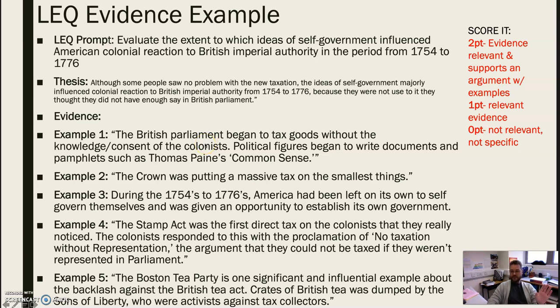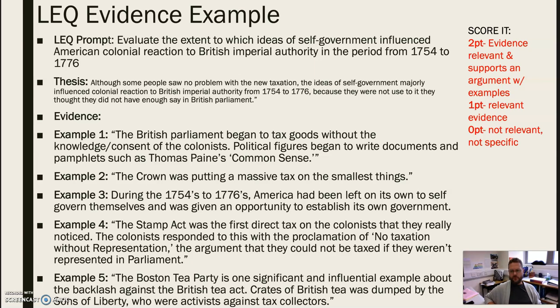And I want you to pause it, write down 1 through 5, and then grade each one. Give them 0 points if it's not relevant and not specific. 1 point if it's relevant evidence, and 2 points if it's evidence that's relevant and supports an argument with examples. All right, and so grade all 5 of these, and then hit play. All right, come back when you're ready. Pause. Okay, welcome back. All right, let's look at these different examples.